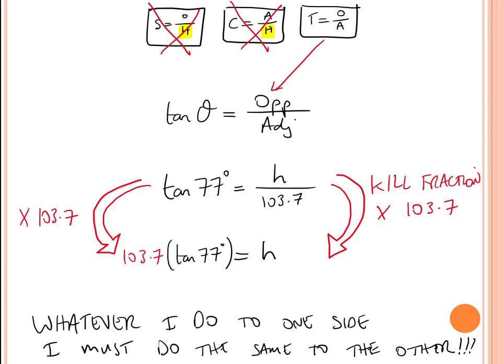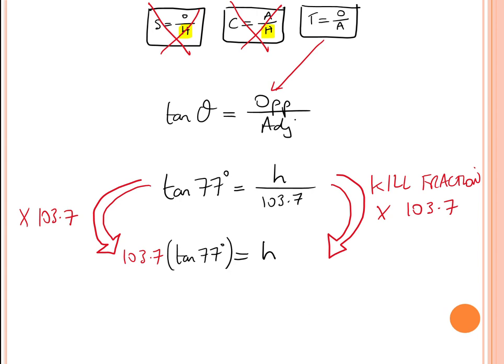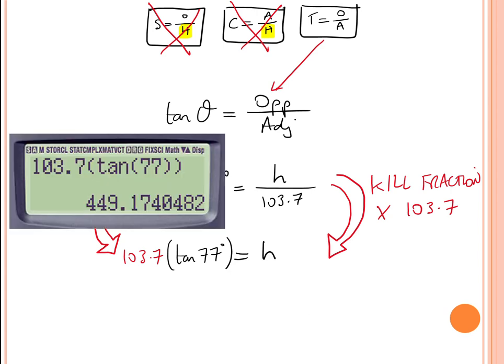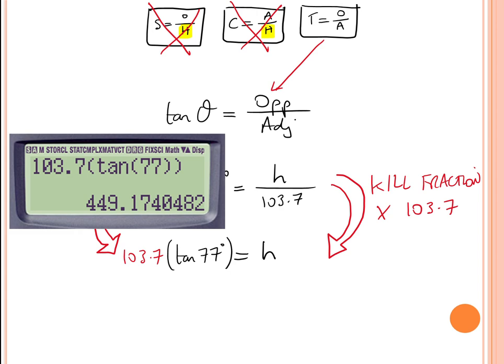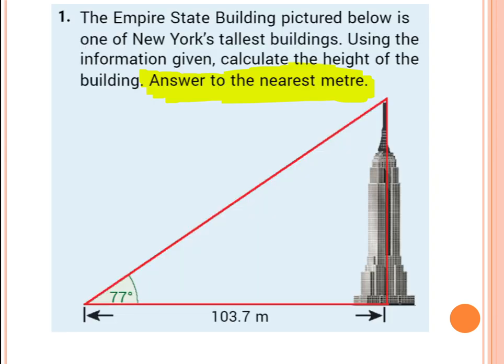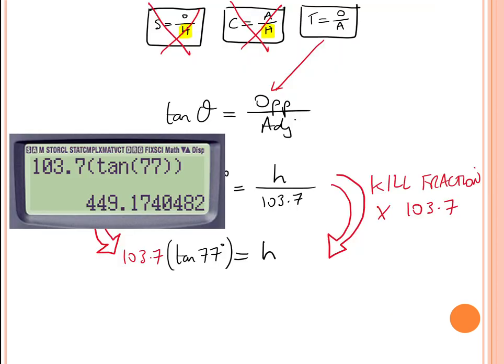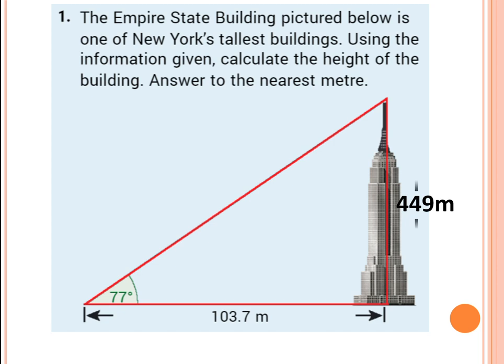Looking like that, now you get your calculator and work out that last bit, 103.7 multiplied by tan 77, and you get 449.1740. The question said, answer correct to the nearest meter. So when we round that off, we get H is equal to 449 meters, and there is our answer for the height of the Empire State Building.